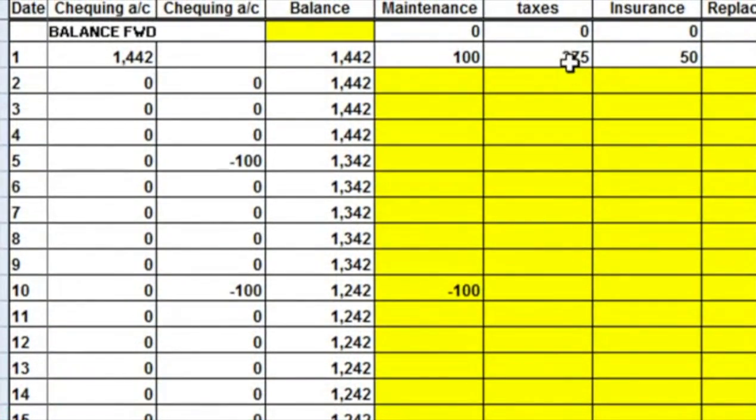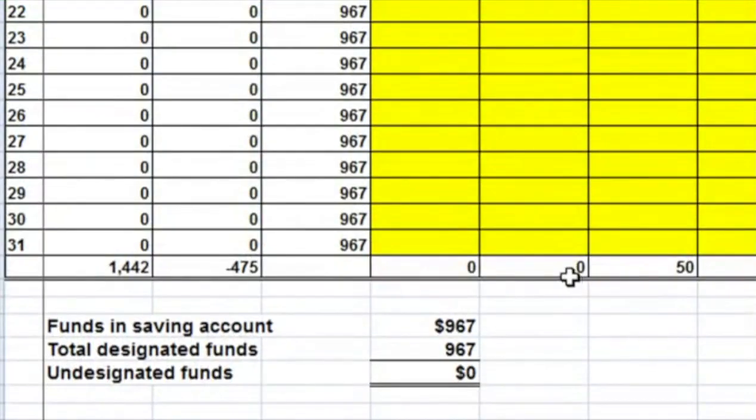We had $275 that we put in there at the beginning of the month, designated for property taxes. We've taken it out so there's nothing left. And again, you look down here, they have $967 in the savings account, and the full amount of the funds are designated for future purposes. So again, they still have no undesignated funds. So this couple should never think because they have money in their savings account that they can go spend some. All these funds are designated for future needs.